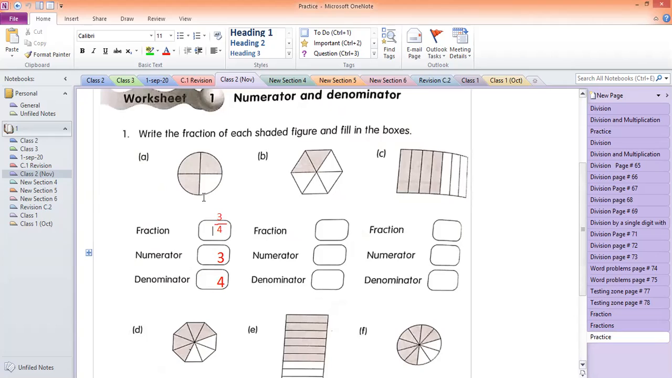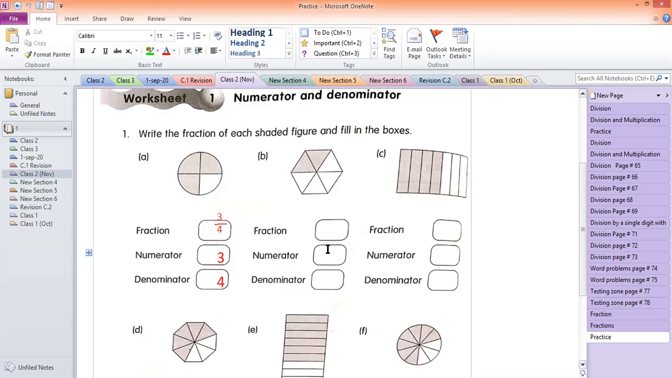Denominator is the one which shows the total number of equal parts. So how many total equal parts are there? 1, 2, 3 and 4. So I write 4 in the denominator. What is the numerator? Numerator is how many parts are shaded or taken. So 1, 2, 3. 3 parts are shaded. You take 3. Right? So how to write a fraction? You write the numerator up, 3, and the denominator down. So 3 by 4 is the fraction. Okay. Now for B.